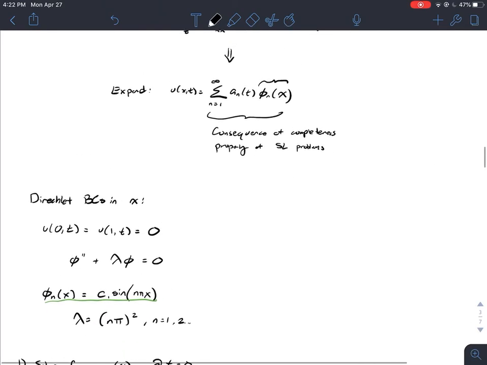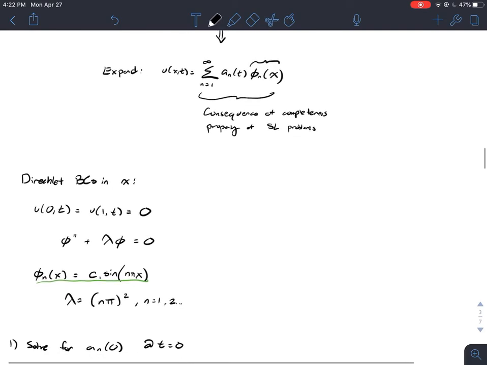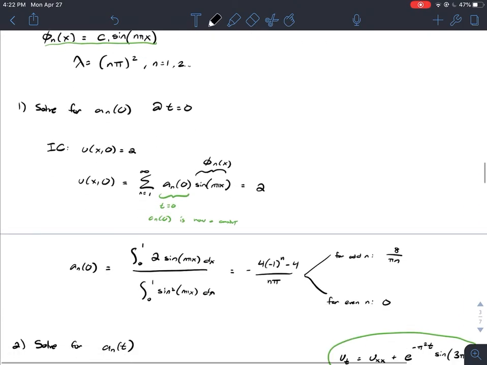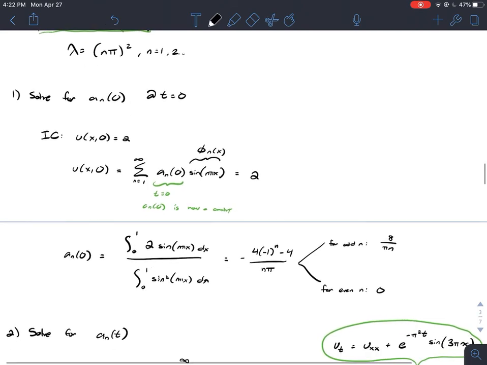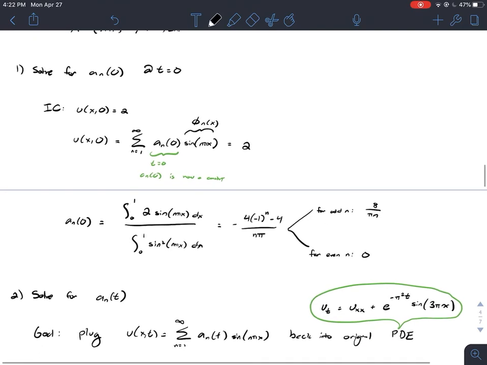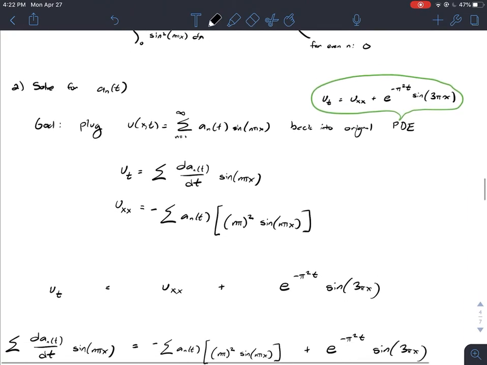So then we solved the related homogeneous problem in x and found that phi sub n of x is equal to c1 sine n pi x. And then the next thing we did was solve for a sub n of 0 at time equals 0. And this was to essentially solve for the coefficients down the road. And we found that a sub n of 0 is equal to 8 over pi n for odd n, and for even n, it's equal to 0.